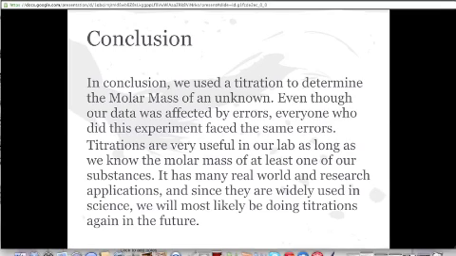So, in conclusion, we used a titration to determine the molar mass of an unknown, and even though our data was affected by the errors we described previously, everyone who did this experiment faced the same errors, so our data is not less accurate or precise because of it. Rather, everybody's data has been shifted altogether. Titrations are very useful in our lab as long as we know the molar mass or molarity of at least one of our substances or solutions, and they have many real-world and research applications, and since titrations are widely used in science, we will most likely be doing them again.